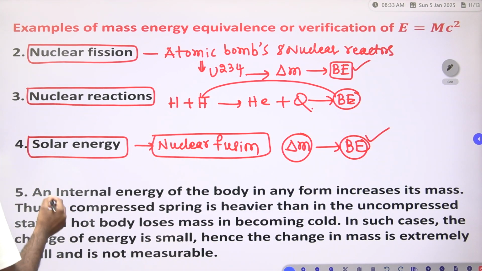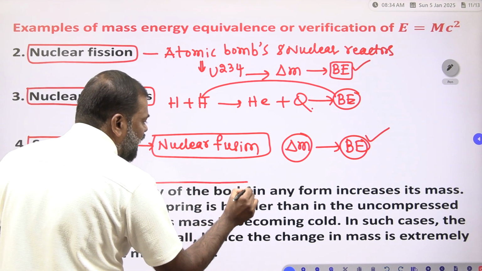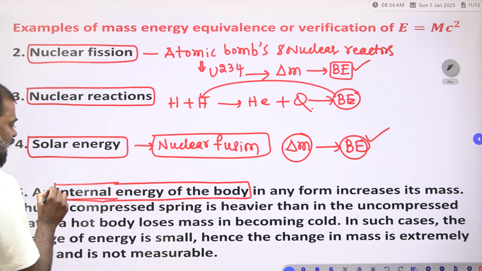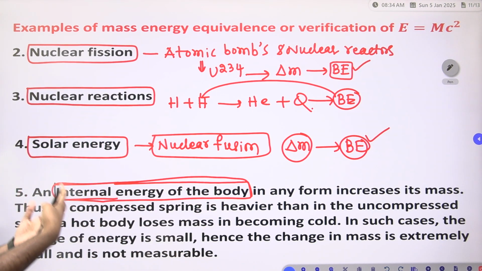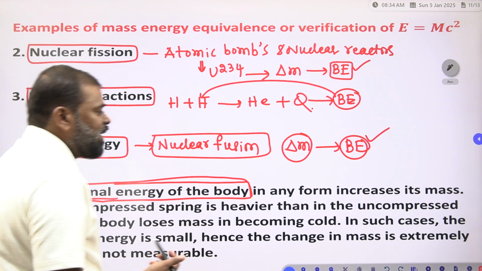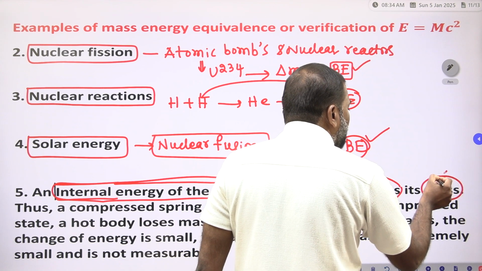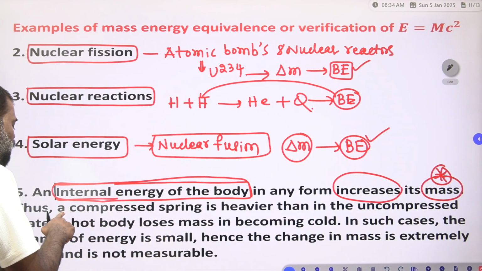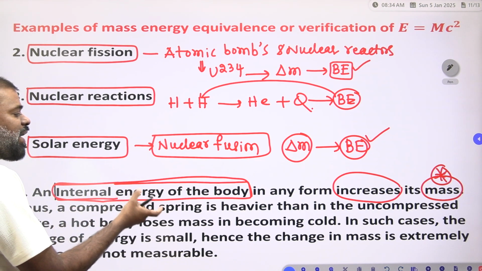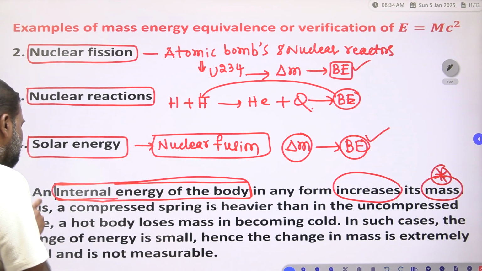Not only that, in any body there is an internal energy of the body. Internal energy of the body in any form increases its mass. Internal energy of the body increases based on the mass only. This is also very important. I am giving an example, you have to see. A compressed spring is heavier than in the uncompressed state.